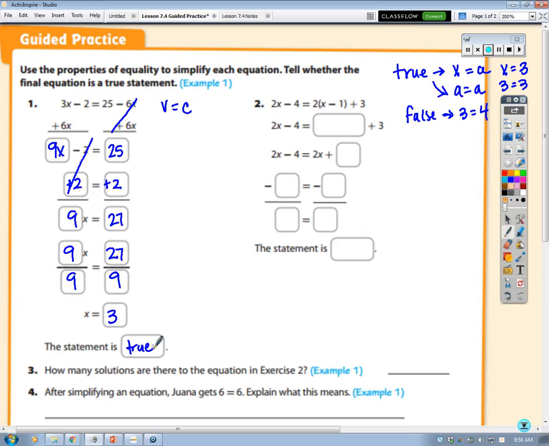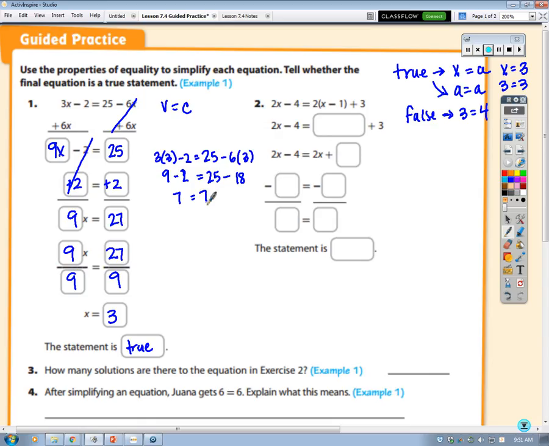You would plug in 3. Do you guys want to do that real quick? Plug it back in. So if we go 3 times 3 minus 2 equals 25 minus 6 times 3, right? Because I just substituted x for 3. What is 3 times 3? Minus 2 equals 25 minus 6 times 3, 18. So 9 minus 2 is, and 25 minus 18 is.